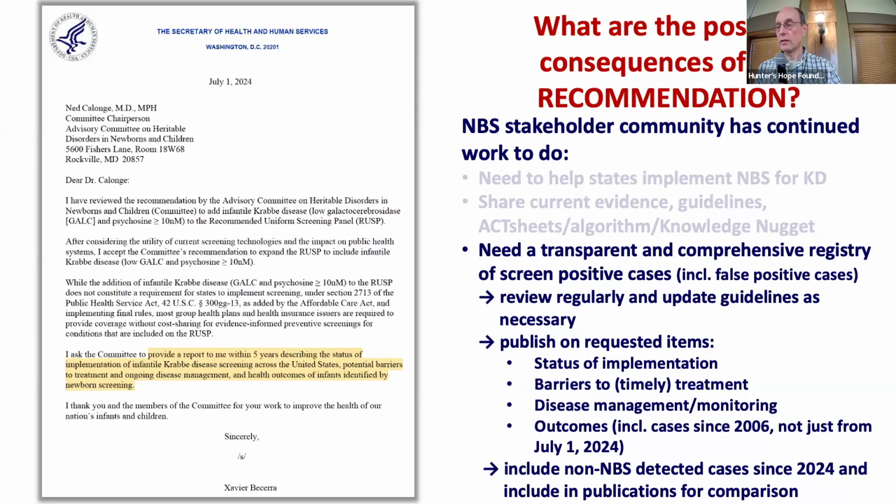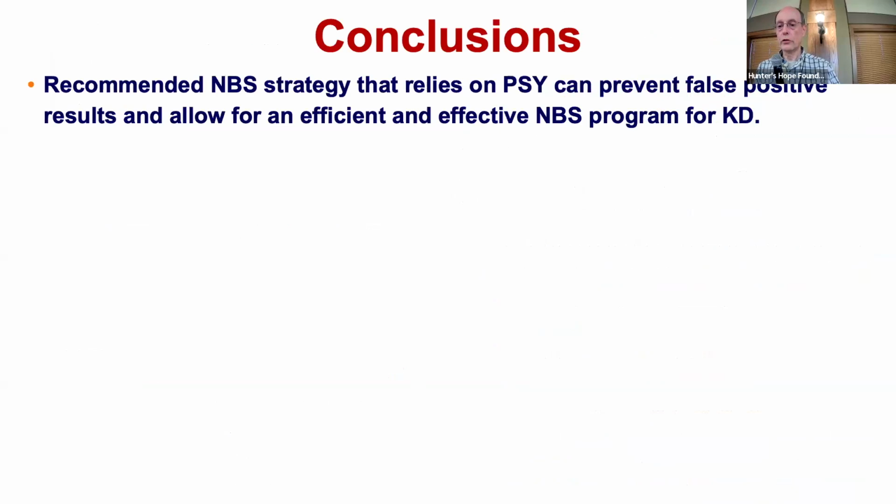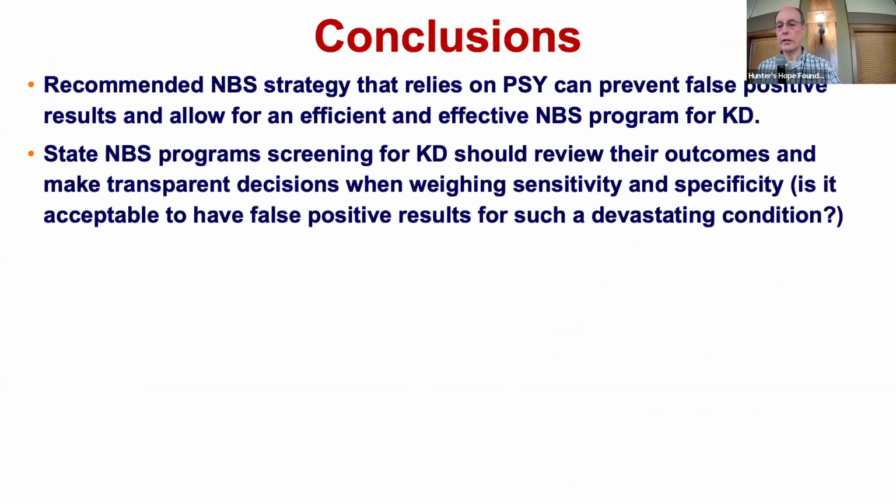But I think it's really important, as it is for all the other conditions on the RUSP. And then those data need to be reviewed regularly to write those papers and compare it then to the cases that are not identified through screening so that we have a control group. So in conclusion, the recommended screening strategy allows for an efficient and effective screening program. And again, the states that screen already for Krabbe disease should review their outcomes and make transparent decisions about weighing the sensitivity and specificity. So again, is it acceptable to have false positive results for such a devastating condition?